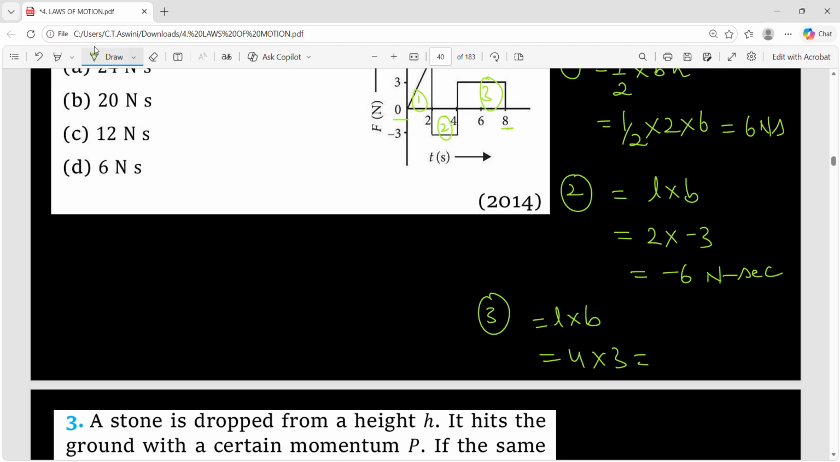And for the third segment, again it's a rectangle. So L into B. What is the area? It is 4 into 3. So this is 12 Newton second.